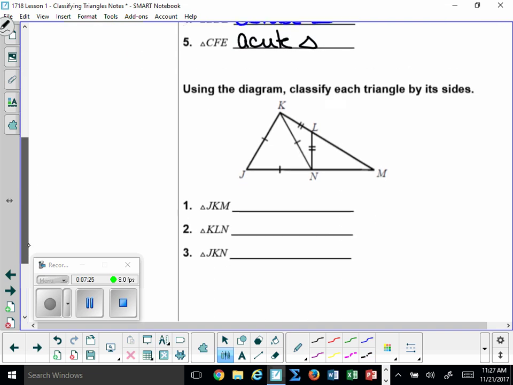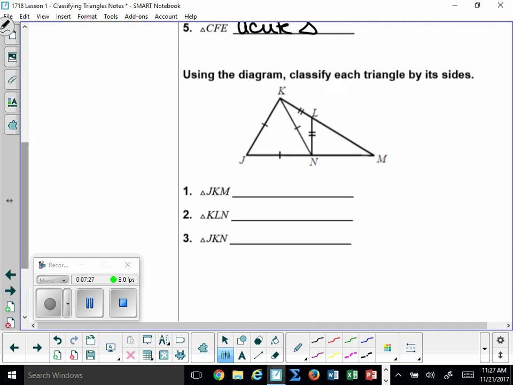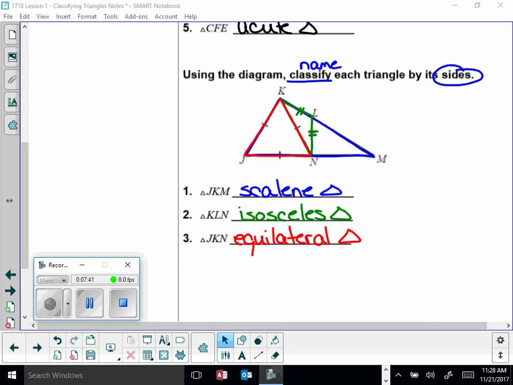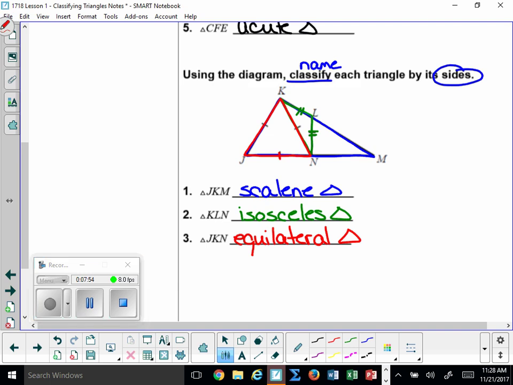All right, next up, using the diagram, classify or name by the sides. All right, pause your video for a moment and try these three. All right, check your work. We had a scalene, an isosceles, and an equilateral. Okay, the isosceles had the double tick marks that I've done in green, and the equilateral had single tick marks there in red.